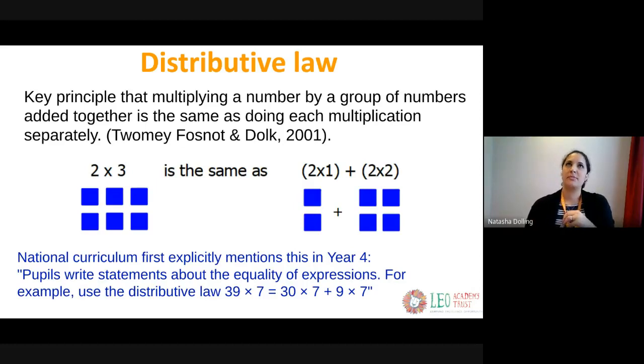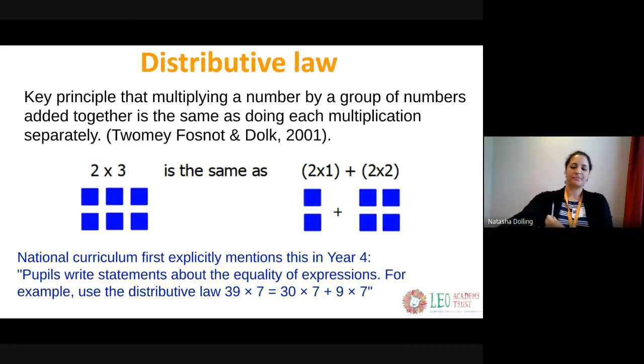If you think about the first times tables that children are learning, 2s, 5s and 10s, think about how tricky the 7 times table is. If children are confident with their 5s and they're confident with their 2s, they can use that to help them recall, learn or work out the 7 times table just by knowing the times tables they're supposed to be knowing in year 2. The national curriculum explicitly mentions this in year 4, and it refers to when they're learning formal multiplication, but absolutely it can still be used to learn times tables.